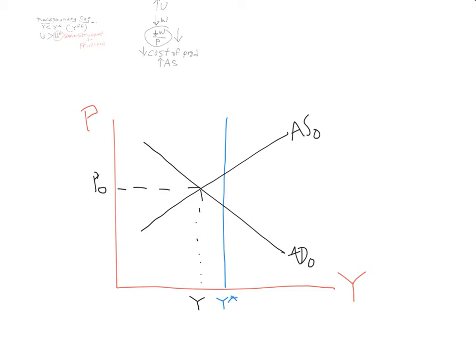Of course, I just drew that wrongly, excuse me. It has to cross right over here, AS1. Okay, so what's going to happen at this stage is you are going to get an increase in output, and you're going to get a fall in price. Right? An increase in output and a fall in price.